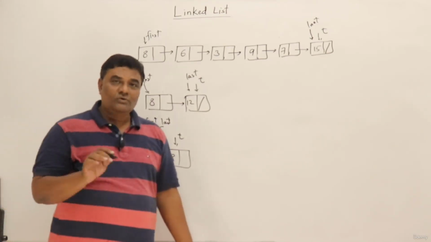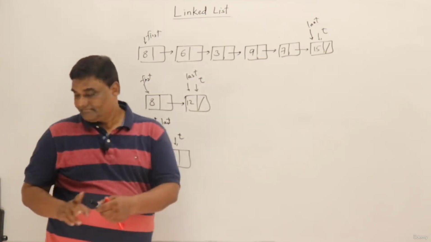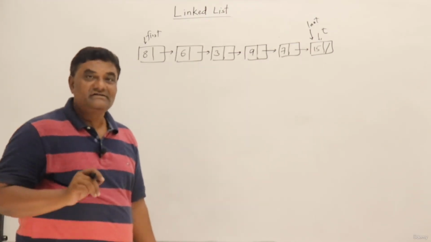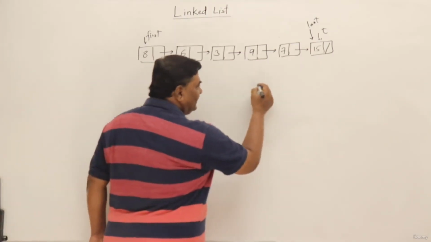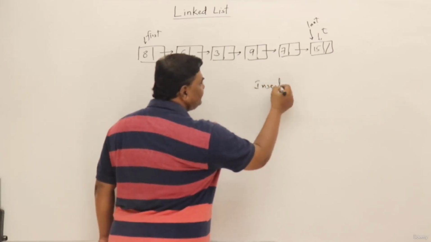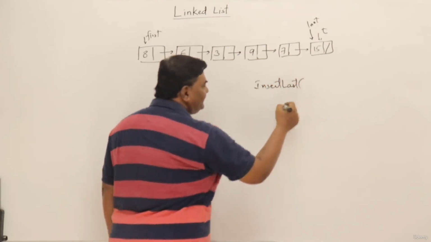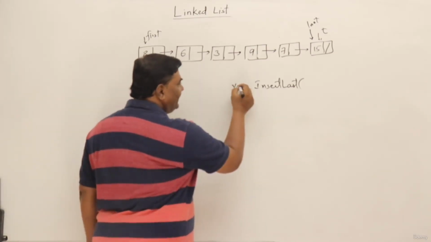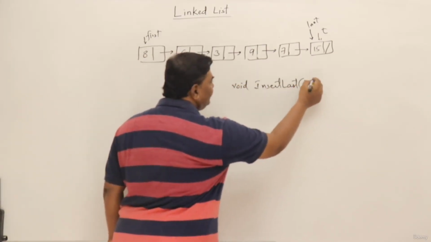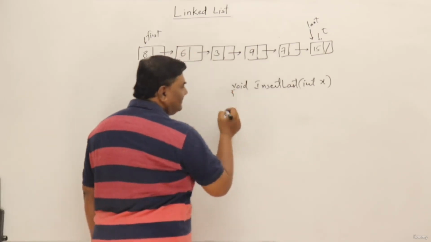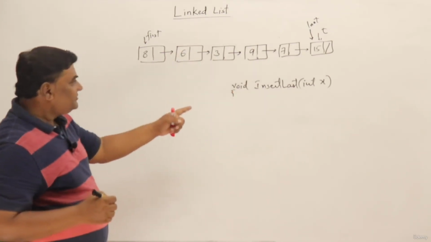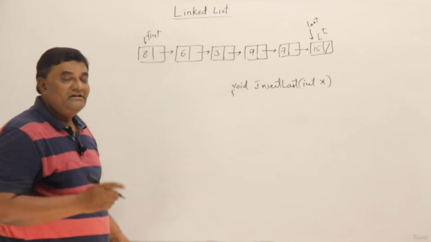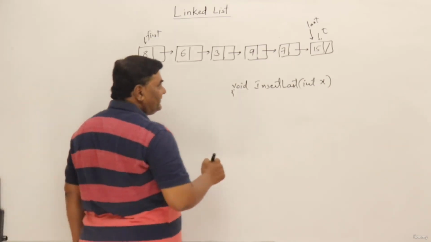So let me write down the code for doing all this. Now I will write down a function called insert last. So insert last means it will not ask where to insert it, right? So it will just take the value that we want to insert. So let it take the value x. Now this function will insert a new node in a linked list at the last. So let us see how we can do this.